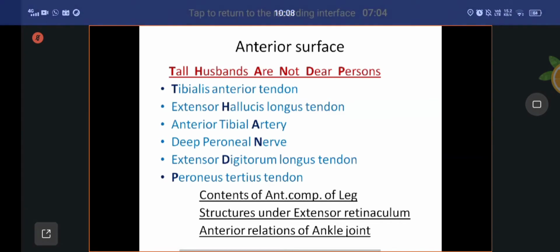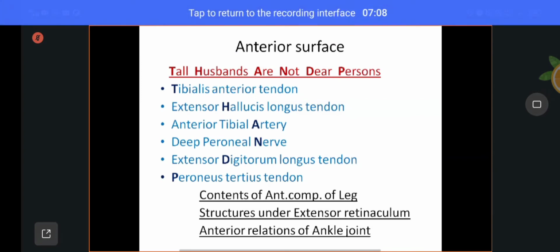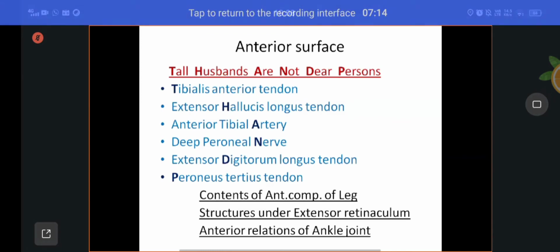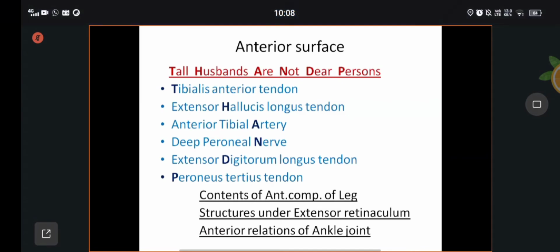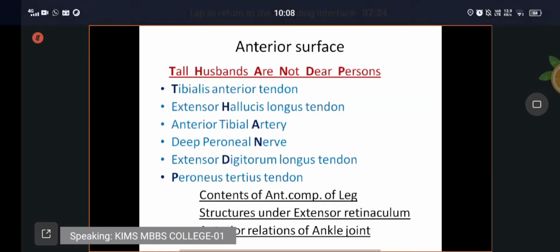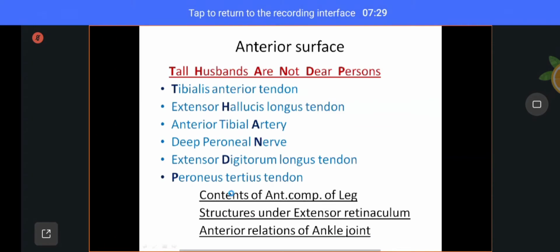And the last muscle is peroneus tertius tendon. All these things will be dealt with while discussing the leg. For the time being, at least remember these structures. The structures related to the anterior surface of the lower end of tibia, from medial to lateral, are 6 in number. The mnemonic is: tall husbands are not dear persons.